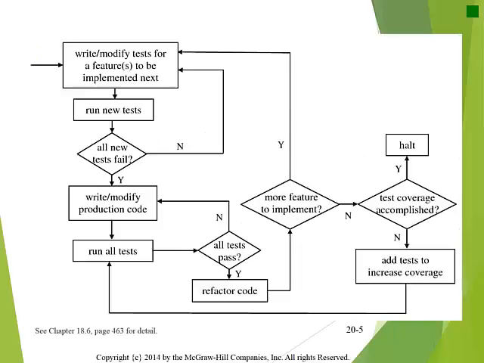Test-driven development requires writing of tests before the features are implemented. The tests are written in a language, perhaps JUnit. The tests are run and they should fail on the first try. The production code is written or modified, and then all tests are run. If a test fails, then the code is modified.